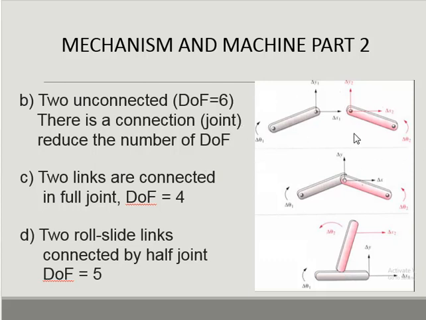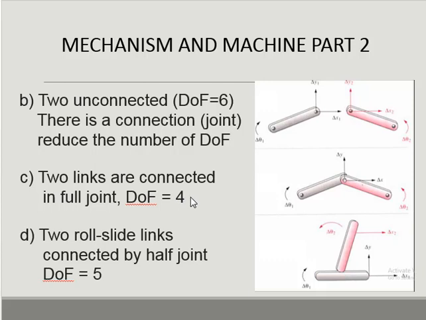If we look at this picture, one link has 3 motions like this, 3 motions for each part. If you have 2 parts like this, they have 3 motions, 3 degrees of freedom each part. Now you can calculate the number of degrees of freedom as 3 degrees of freedom plus 3 degrees of freedom. So we have 6 degrees of freedom.